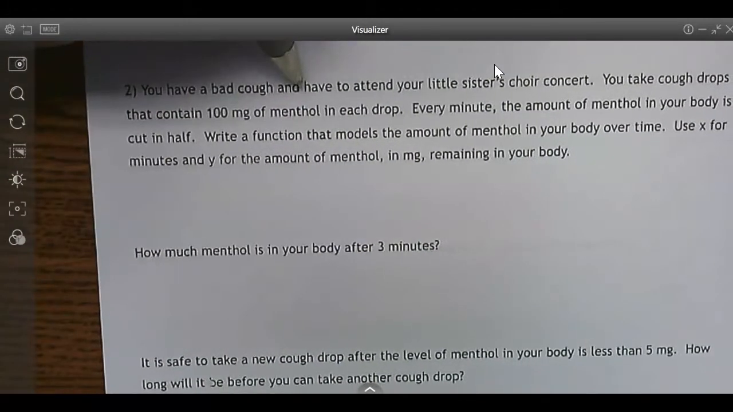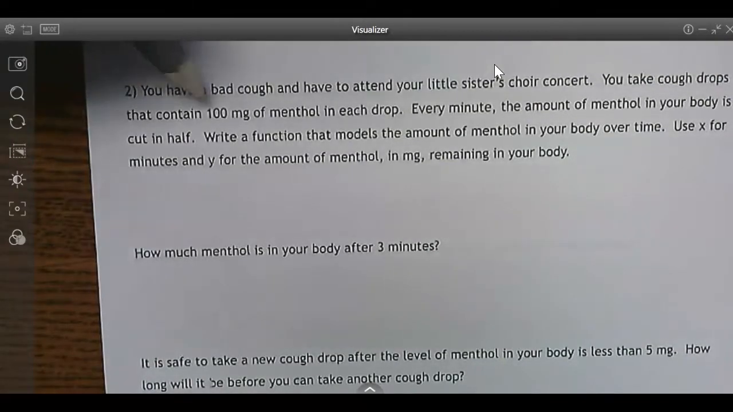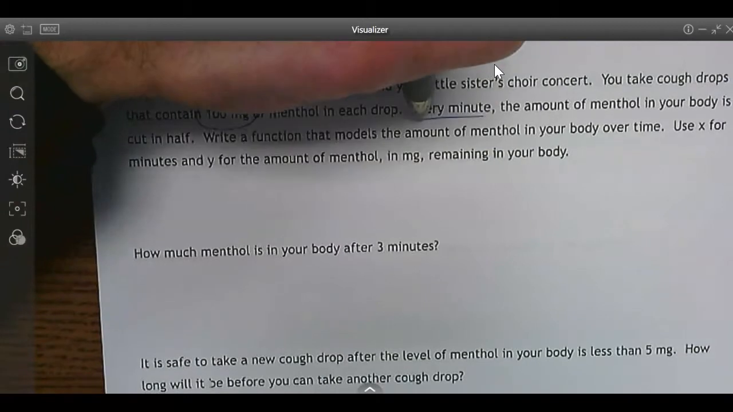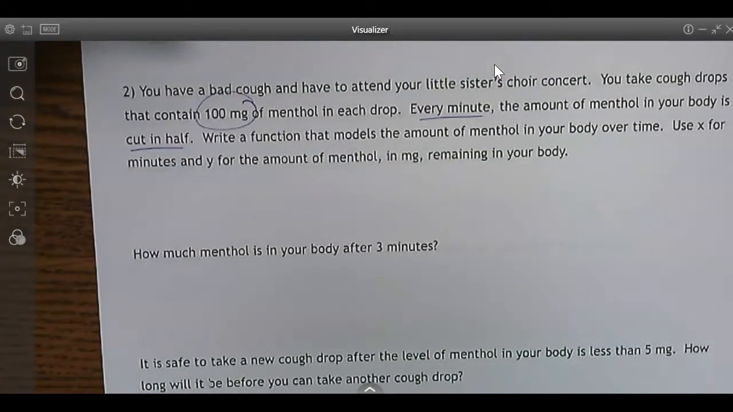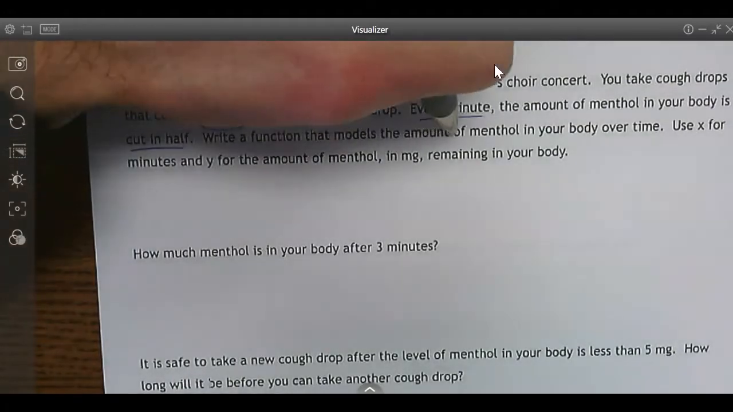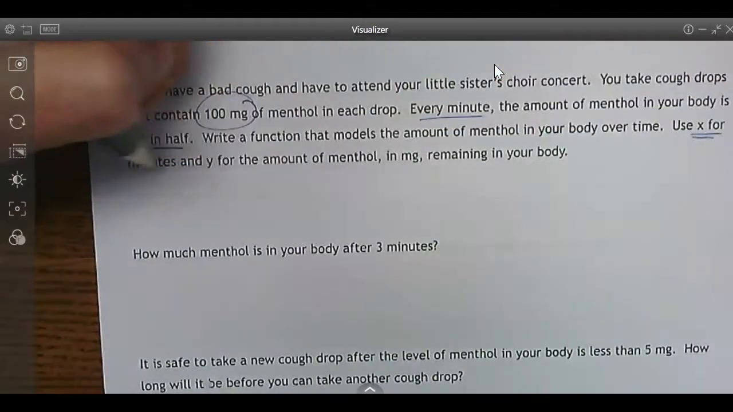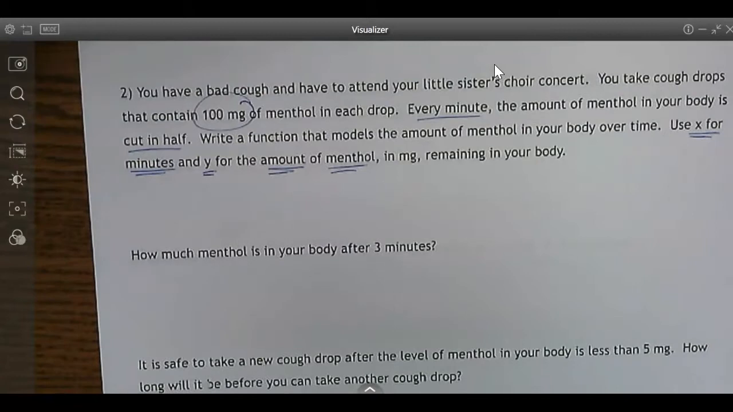You have a bad cough and have to attend your little sister's choir concert. You take cough drops that contain 100 milligrams of menthol in each drop. Every minute, the amount of menthol in your body is cut in half. Write a function that models the amount of menthol in your body over time. X is minutes, Y is the amount of menthol.